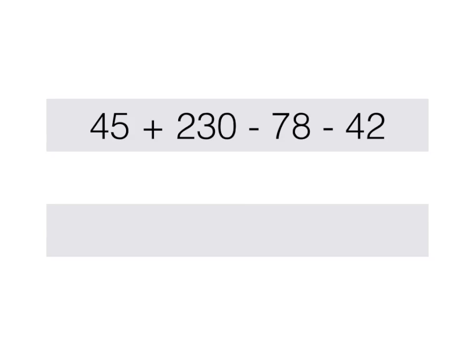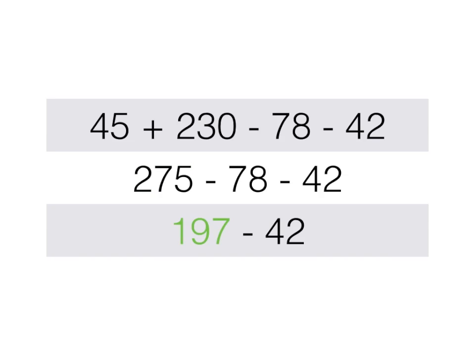Number 3, again, only addition and subtraction. Multiplication and division we'll do a little later. So we're going to add and subtract as we find them from left to right. 45 plus 230, we get 275. Then when we take the $78 out of the wallet, we have 197 left. We take 42 from that, because we spend 42, we have $155 in our wallet.